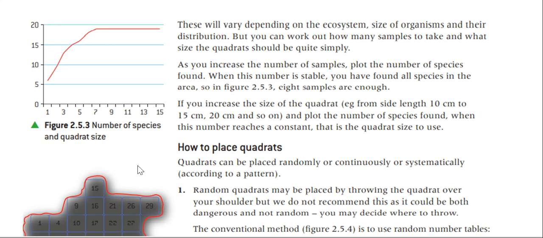You can look at this line graph, which shows the number of species and the quadrat size. As you increase the number of samples, you plot the number of species found. When this number is stable, as you can see in this case, you'll be able to get there with about 8 samples. And if you increase the quadrat size, for example, if the side length goes from 10 centimeter to 15 centimeter, then 15 to 20, and so on, then the plotted number of species found will increase. You can see it here, it's in increasing order.